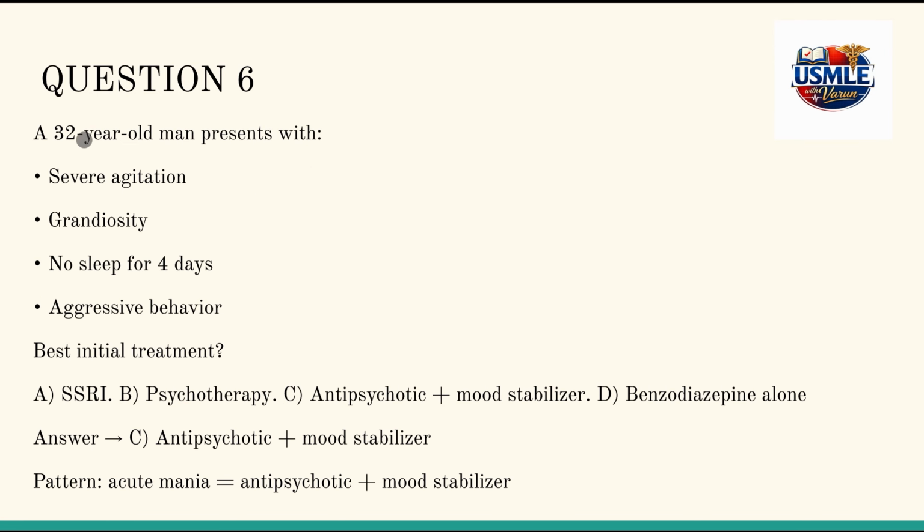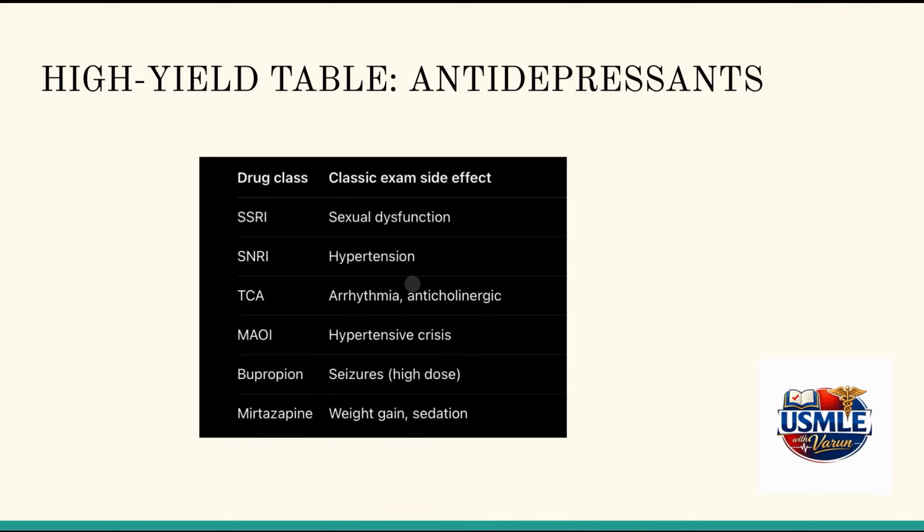Question 6. A 32-year-old man presents with severe agitation, grandiosity, no sleep for 4 days, and aggressive behavior. All these point to a diagnosis of bipolar disorder. The best treatment for mania and hypomania is an antipsychotic along with a mood stabilizer. An antipsychotic alone shouldn't be given because it can trigger eventual mania.